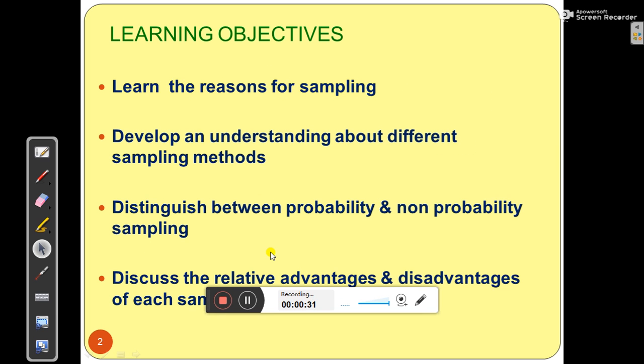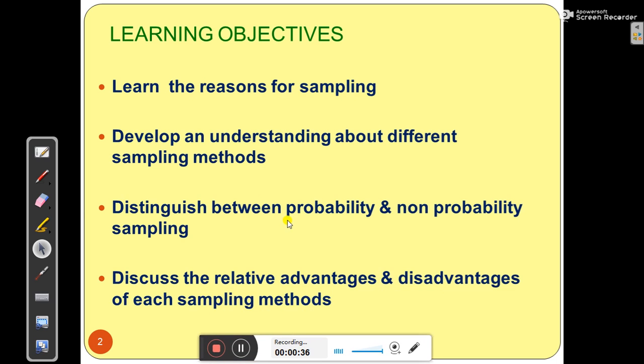So what we can learn from this one is the reasons for sampling. Why we need to develop an understanding about different sampling methods. There exist different sampling methods. We need to distinguish between probability and non-probability based sampling, and again, discuss the relative advantages and disadvantages of each type of sampling method.